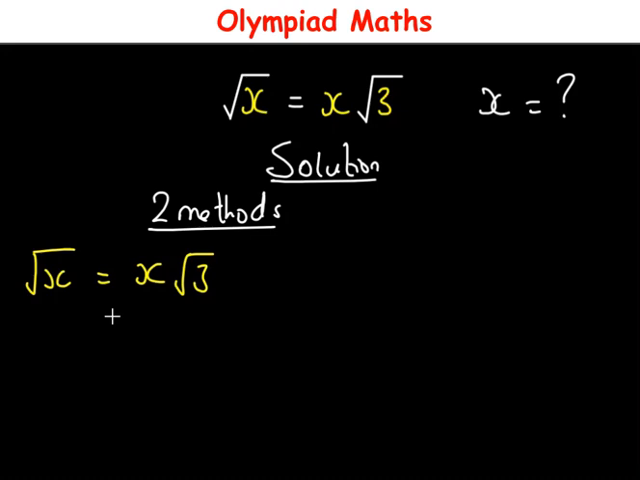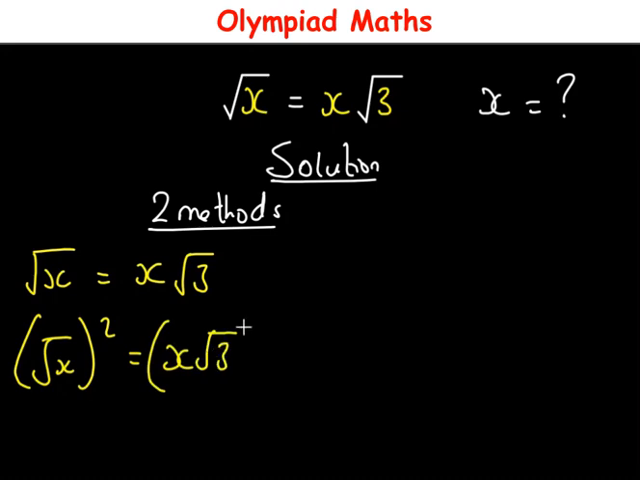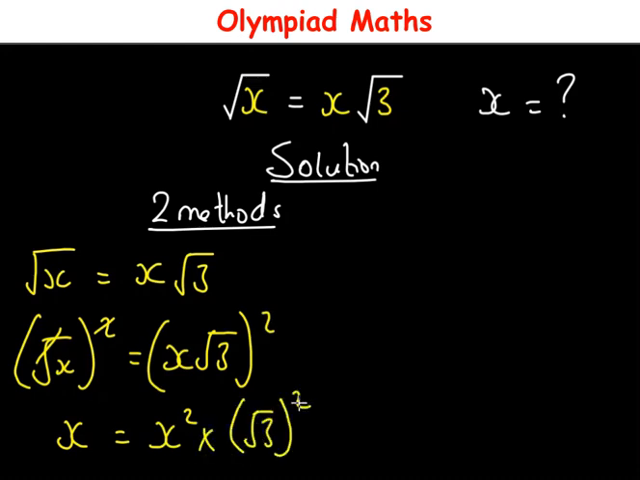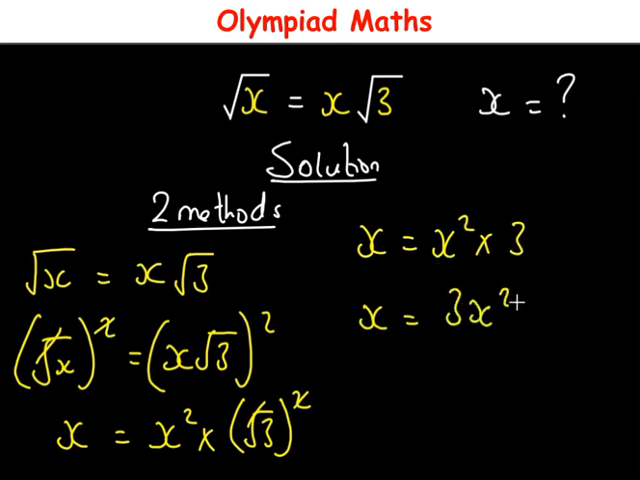So the first thing we're going to do is to square both sides of the equation to eliminate the square root. So this becomes, in brackets, square root of x all squared is equal to, in brackets, x times root 3 all squared. And from here, square cancels square root. What we have is x is equal to, now in the square we open the bracket, this will become x squared times, in brackets, root 3 all squared. And from here, x is equal to x squared times, square cancels square root, what we have is 3, such that the value of x is equal to x squared times 3, which is 3x squared.